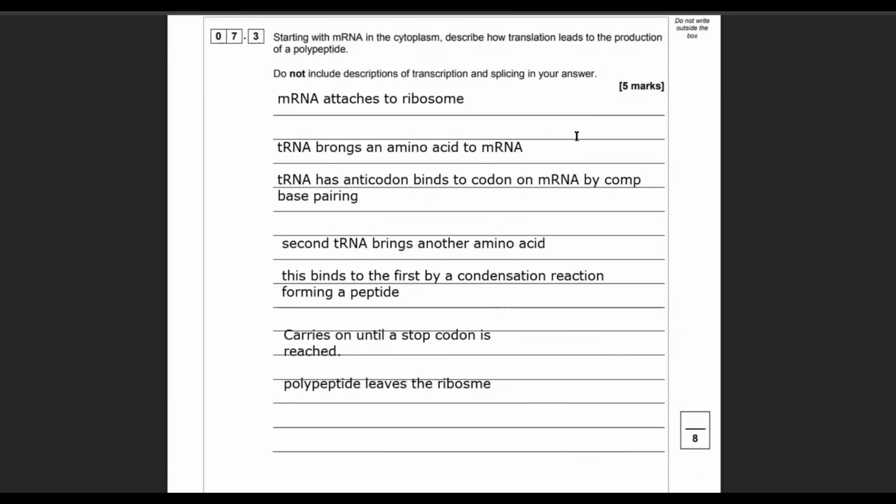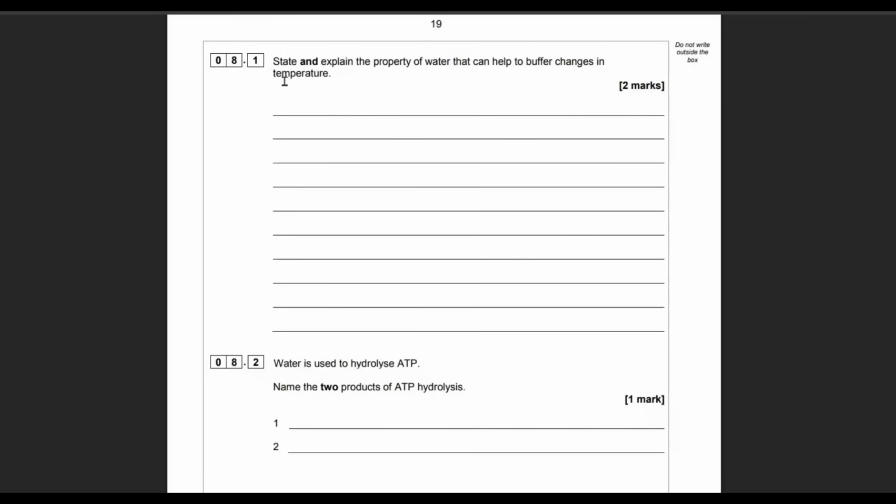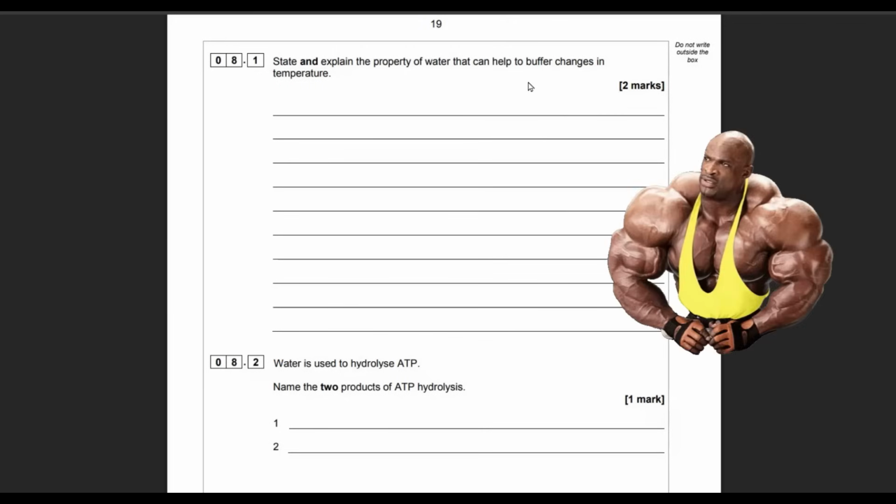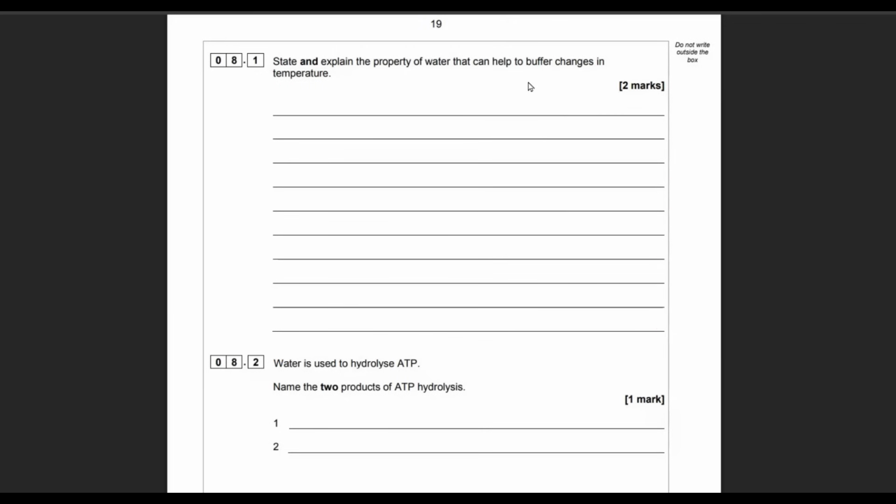Anyway, that's the end of question 7. Let's go. All right, folks, we're on question 8. So 8.1, state and explain the property of water that can help buffer changes in temperature. So what does buffer mean? What it means is to prevent the temperature from going too high or too low.